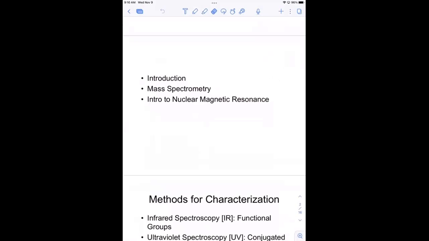Again, out of all of the methods, this one is probably the easiest to understand because it's very simple. Every molecule has a molecular weight, and if you inject that molecule into a mass spectrometer, you're going to see a peak for the molecular weight, and then several other peaks that are going to correspond to different fragments. So we'll talk about that.